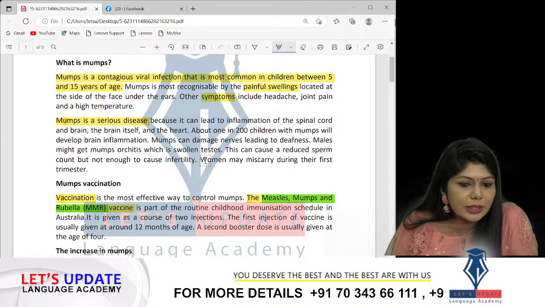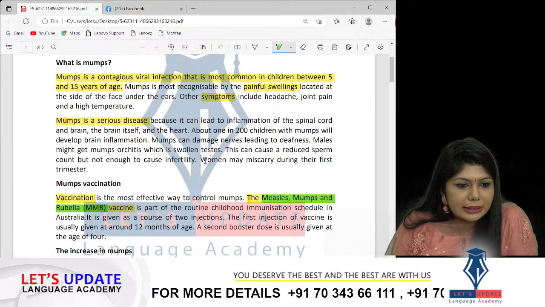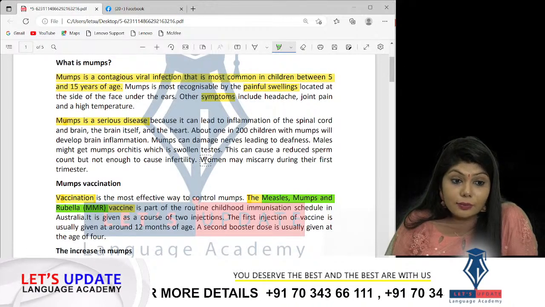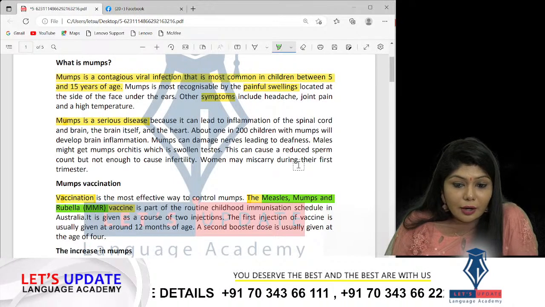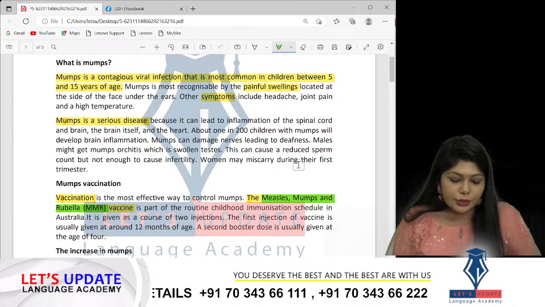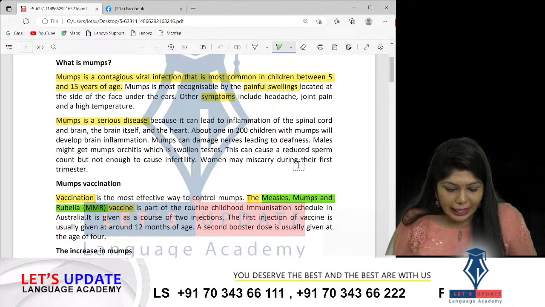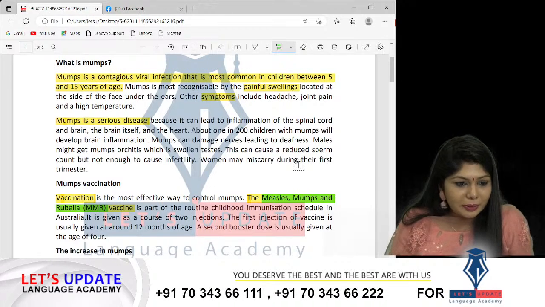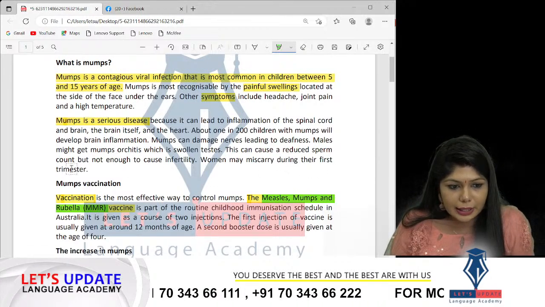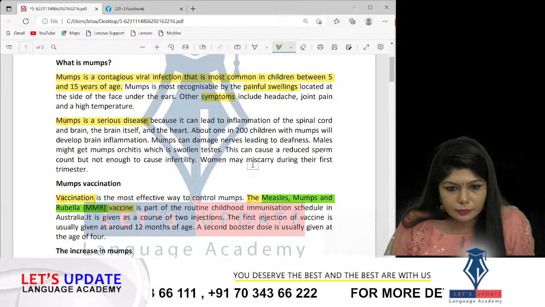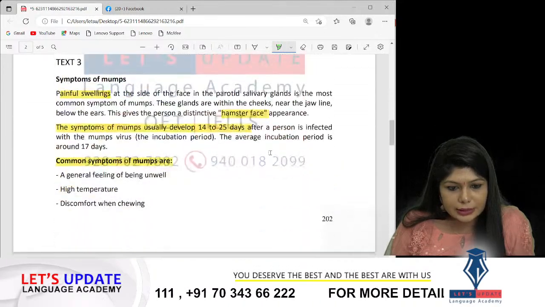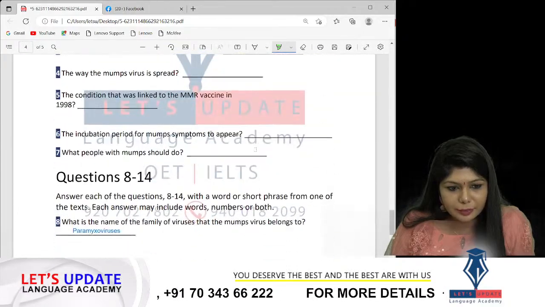Okay, this is towards the last sentence under the 'What is mumps' heading. That is the last sentence: women may miscarry during their first trimester. Okay, so that is the answer. So the answer should be first trimester. Okay. So I'll just put in that information here.